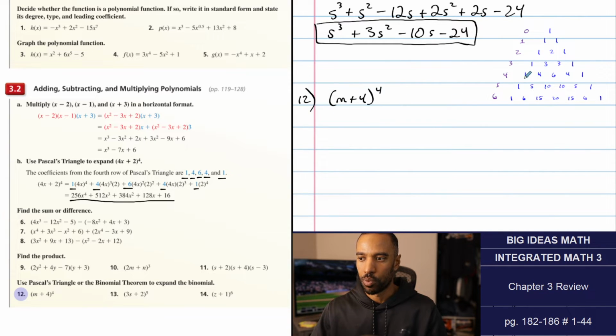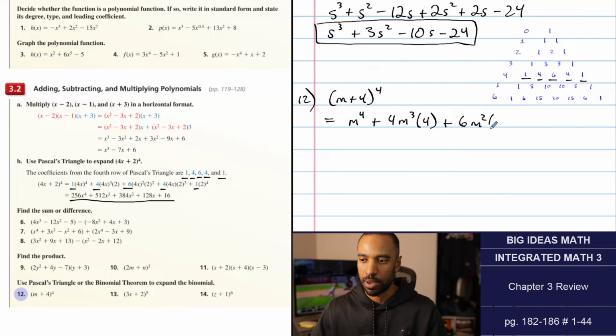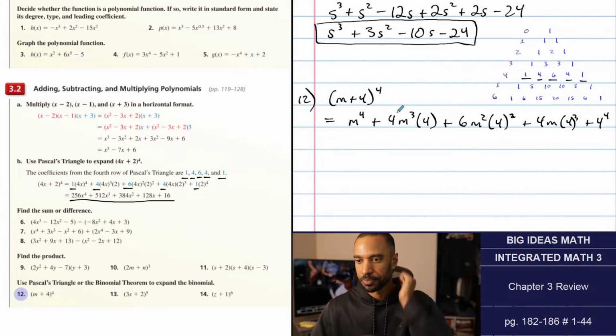So we're going to use the 4th row, which is 1, 4, 6, 4, 1, as our 5 terms. Row 4 is 5 terms. 1 times m to the 4th power times 4 to the 0 power is just that, plus 4 times m to the 3rd power times 4 to the 1st power, plus 6 times m to the 2nd power times 4 to the 2nd power, plus 4 times m to the 1st power times 4 to the 3rd power, plus 4 to the 4th power. 1 times m to the 0 power times 4 to the 4th power.